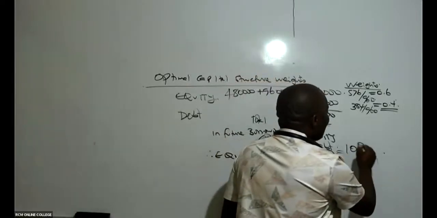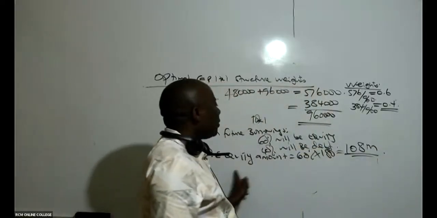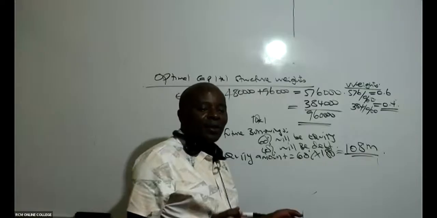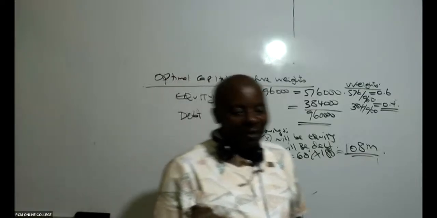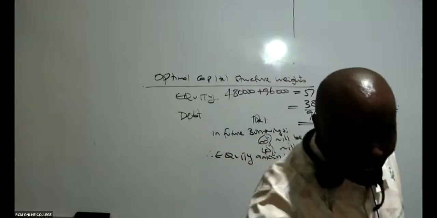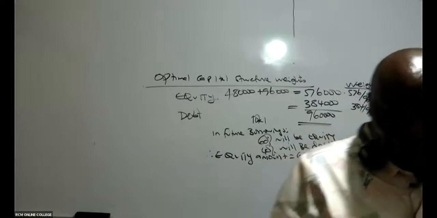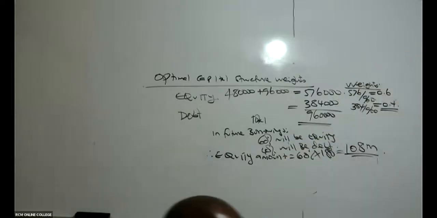108 million. Alafu sasa usianze kujifanya kama ni mjuaji, kwanza kusema ati na amount also from debt. You see, the examiner has not asked you about the debt amount. It is only the equity amount that the examiner has asked you to get.